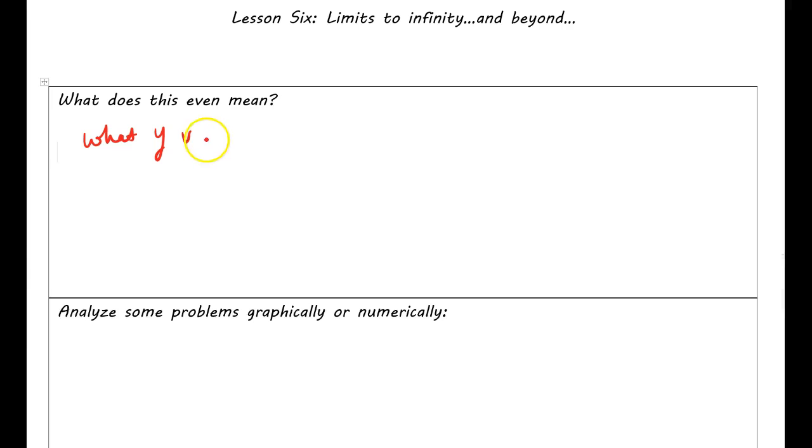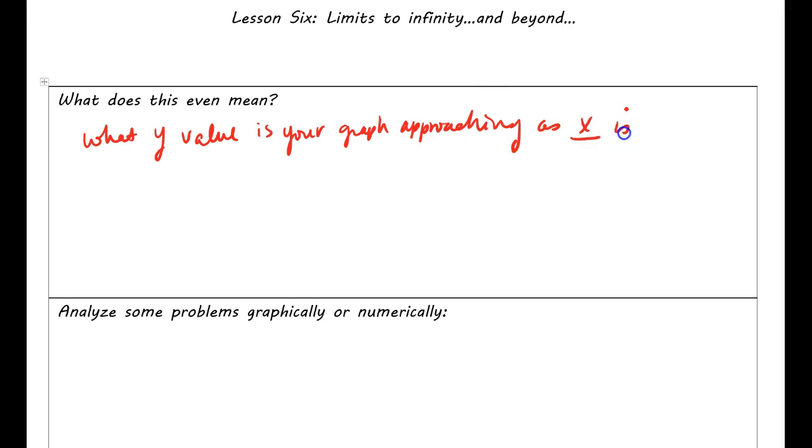Whew! Alright. What y value is your graph approaching? So that's still the same, okay? What y value is your graph approaching? But now, instead of x approaching a numerical value, it's as x is approaching infinity or negative infinity. So in other words, as x gets bigger and bigger and bigger, what is happening to the y's? For a lot of people that understood this well in pre-cal, I'm pretty much asking you for end behavior of a function. That's all this is. What is the end behavior?